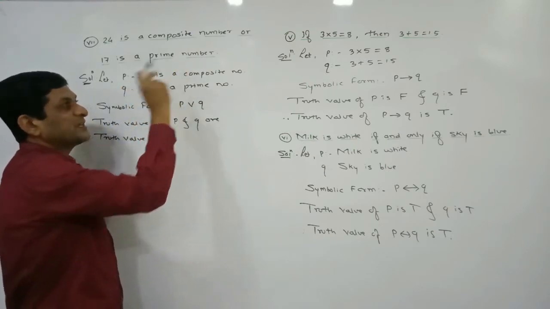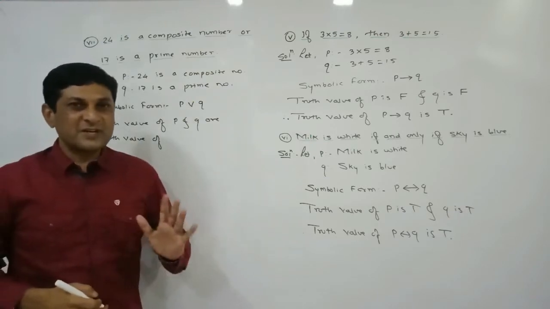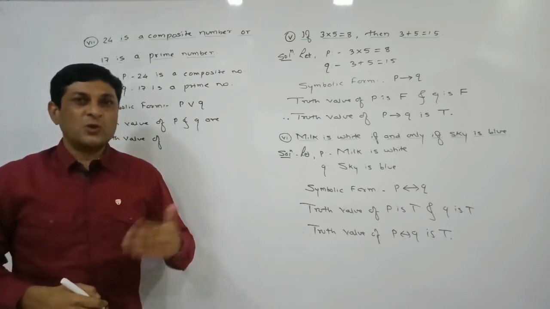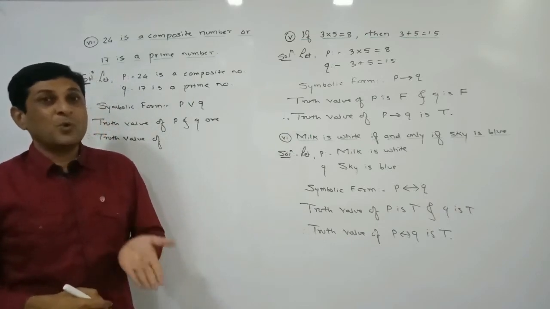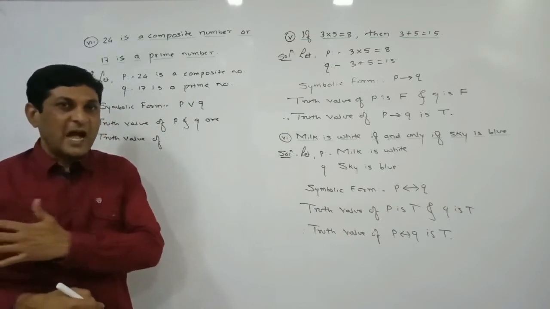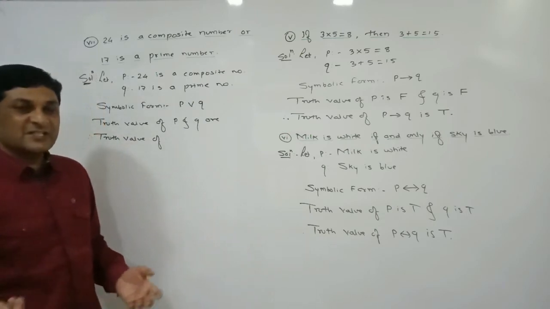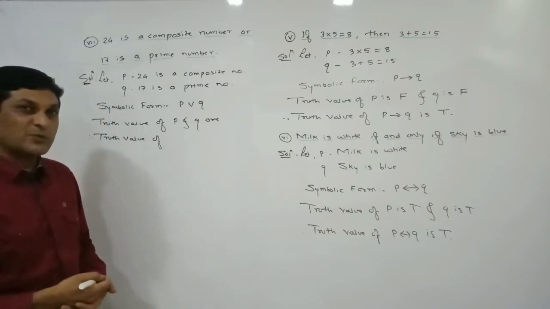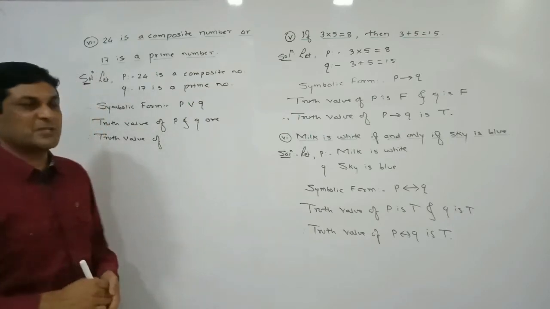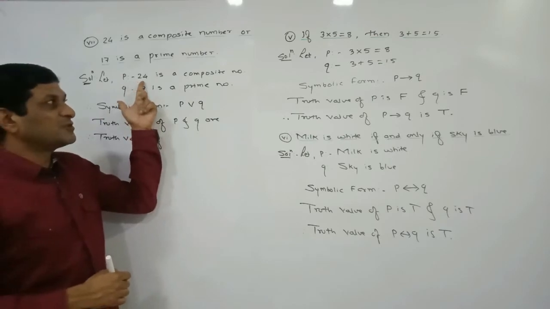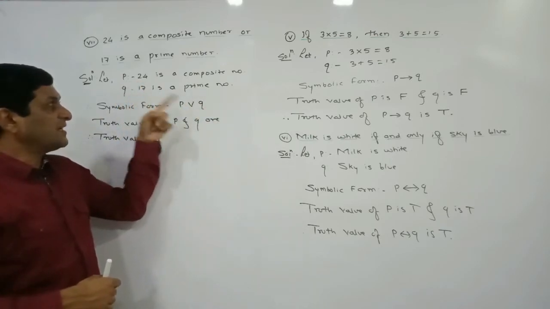So 24 is a composite number. Yes, 24 is a composite number, it is true. What is the definition of composite number? Non-prime numbers are composite numbers, means numbers which have more than two factors, two or more factors. Such numbers are called composite numbers. In short, remember that composite means non-prime. So 24 is non-prime, so we can say that it is composite. So it is true. And 17 is a prime number.